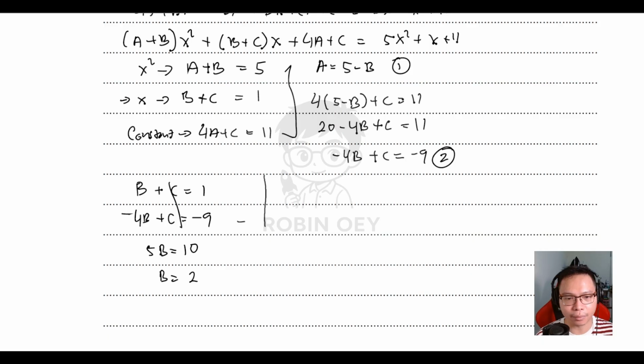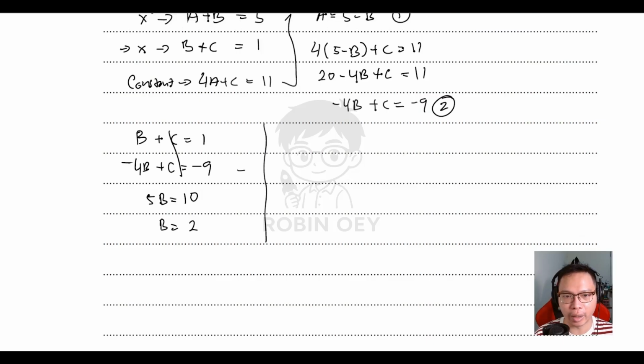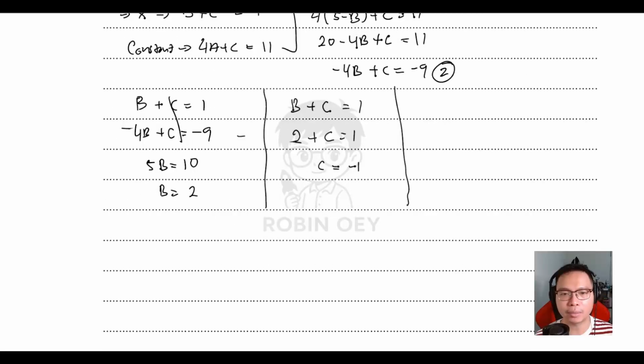Okay, so we get B equals 2. Once we get B, we can get C. B plus C equals 1, so if B is 2, 2 plus C equals 1, then C would be negative 1. Now to find A, we can use A plus B, which is 5, so A equals 3. So we have A is 3, B is 2, and C is negative 1.